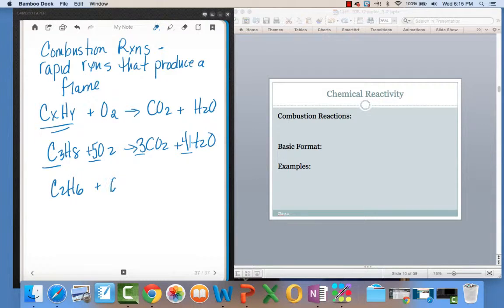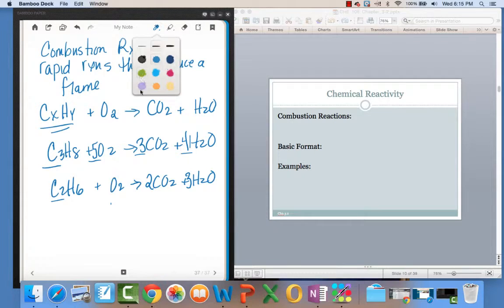C2H6 plus O2 yields CO2 and water. Alright, so I see right away I have 2 C's, so I put 2 here. I have 6 H's, I'm going to put a 3 here. But then what happens when I go to balance my O's, I see I have 2 times 2 is 4, plus 3 O's is 7 O's. Well, that's not going to work because I have O2, so I can't have 3.5 O2.